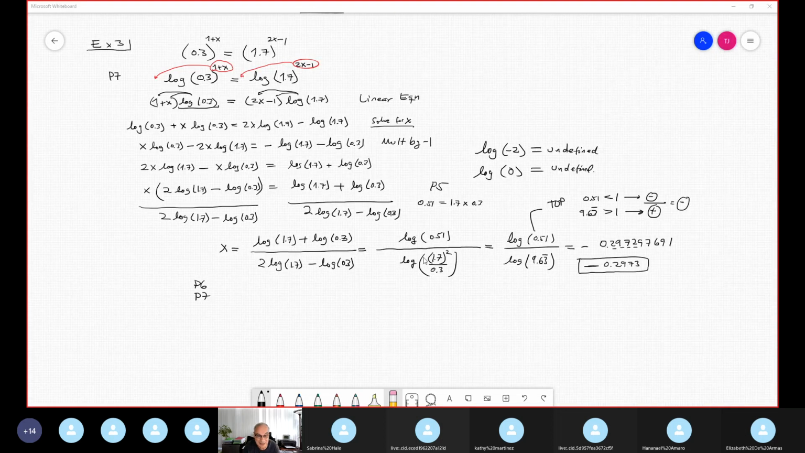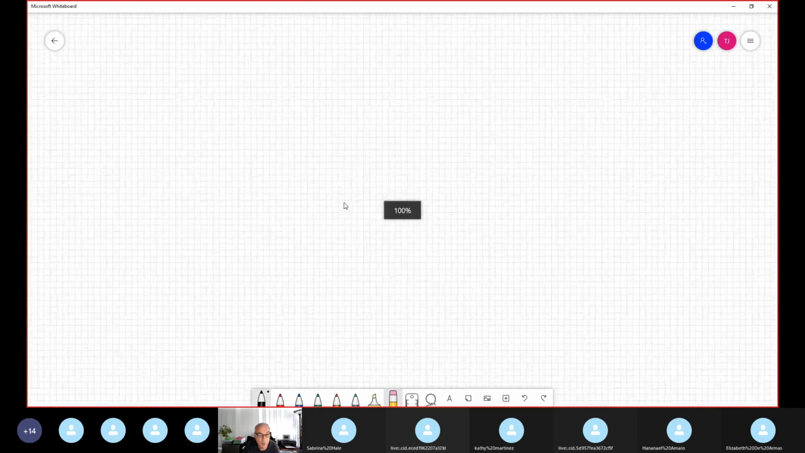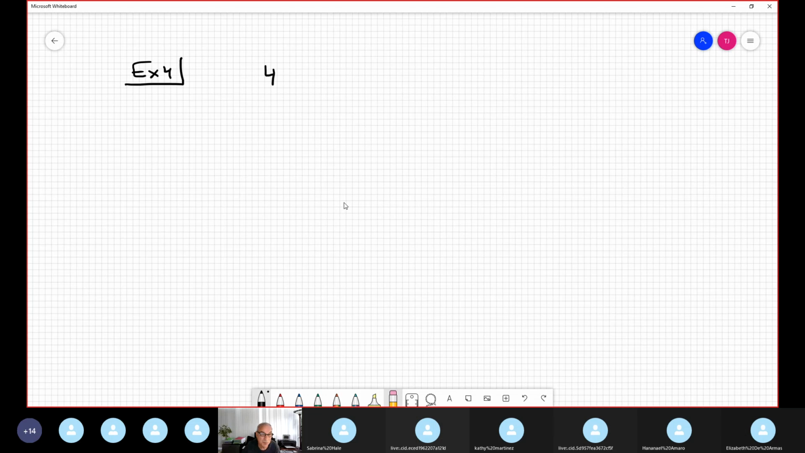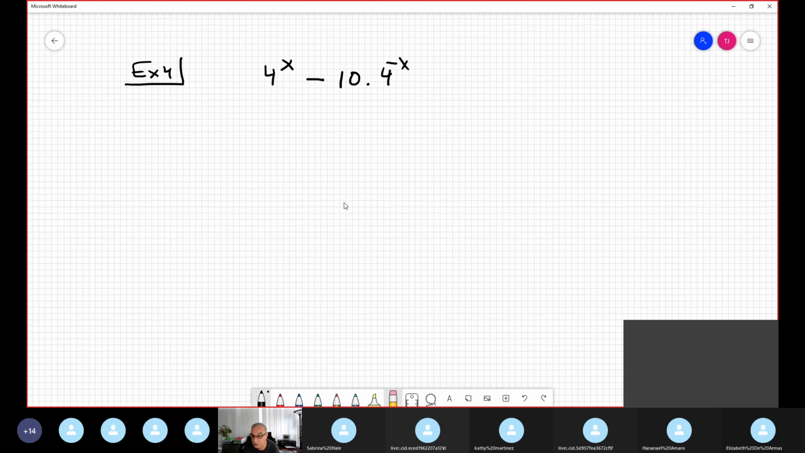Wednesday we continue working on the same idea. This looks a little bit complicated. Example 4: suppose 4 to the x power minus 10 times 4 to the minus x.